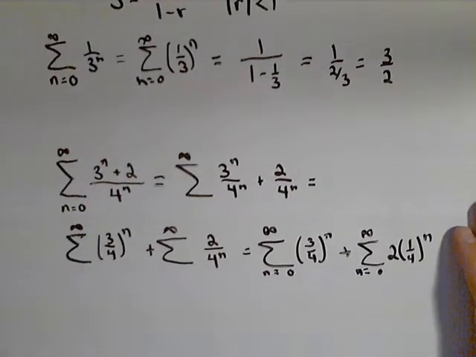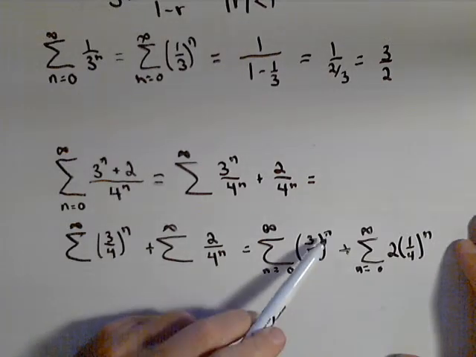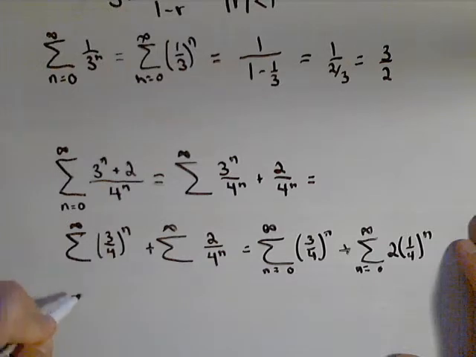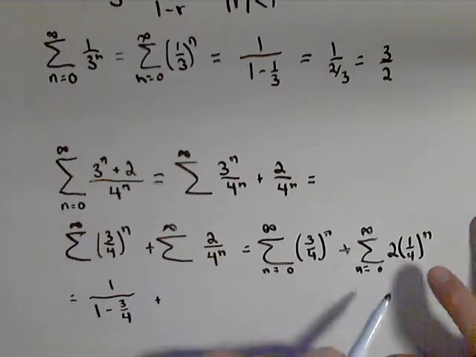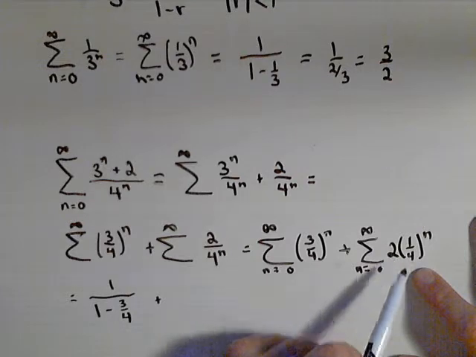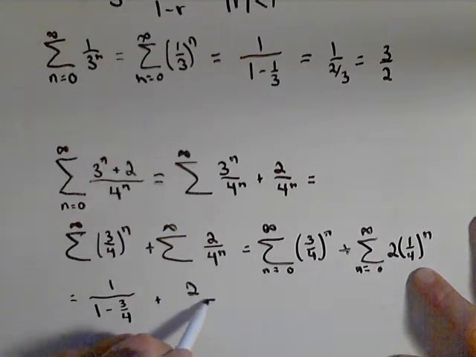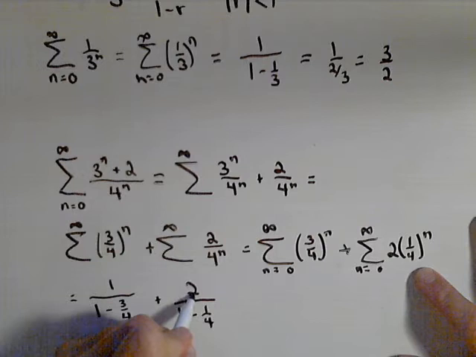So now we're going to apply our formula to each of these. Remember, always calculate your first term. At 0, 3/4 to the 0 is 1. So the first one is going to be 1 over 1 minus our common ratio, which is 3/4, plus, now here the first term, when we put in 0, becomes 1, but times 2, so it's actually going to be 2 over 1 minus just the common ratio. Notice there's no 2 in there. That's just a multiple, so the 2 only appears on top.